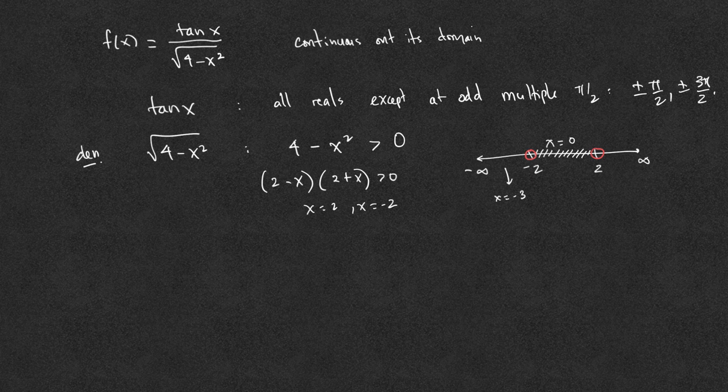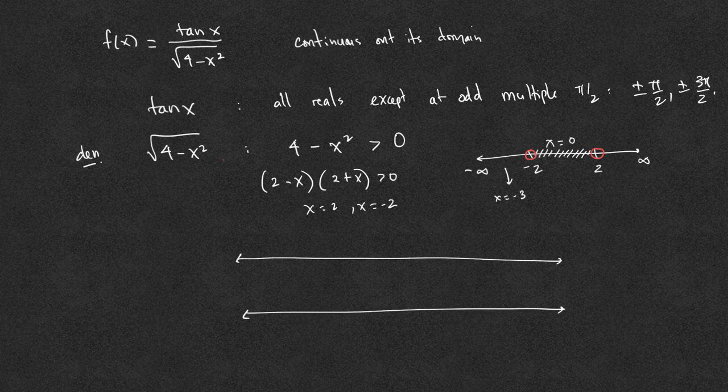The function f of x is the combination of tangent x and 1 over the square root of 4 minus x squared. And so the domain of the function f is the intersection of all of these domains. And so the domain of tangent of x is all real numbers except these few odd multiples of pi over 2: negative 3 pi over 2, negative pi over 2, positive pi over 2, positive 3 pi over 2, positive 101 pi over 2, and so on.